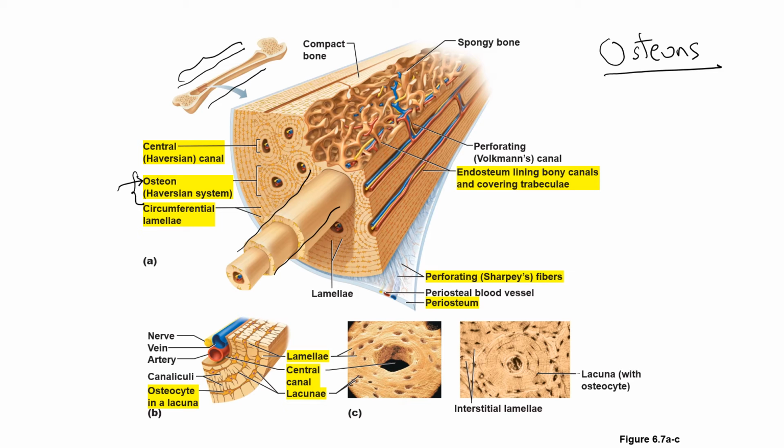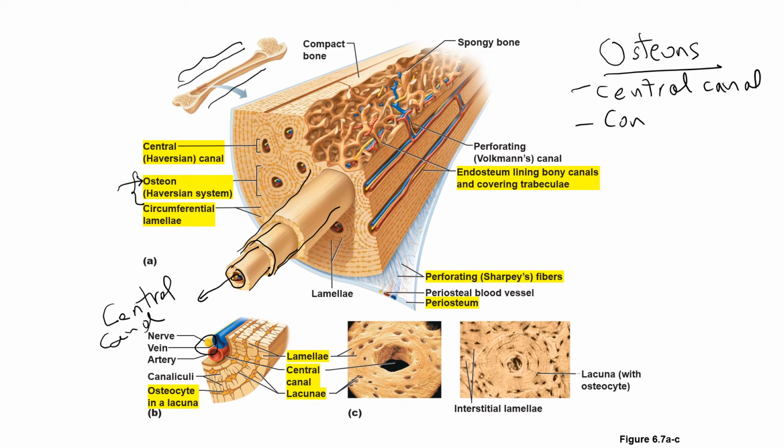Osteons consist of concentric sheets of lamellae deposited around a central canal. Within the central canal, we can find blood vessels and nerves. So an osteon consists of a central canal, concentric lamellae, and also within the matrix there will be osteocytes inside lacunae and canaliculi.